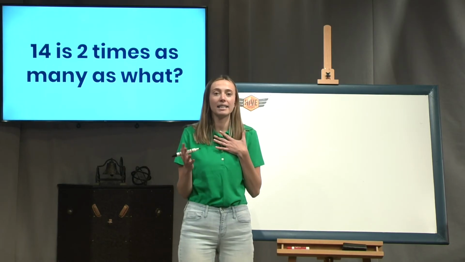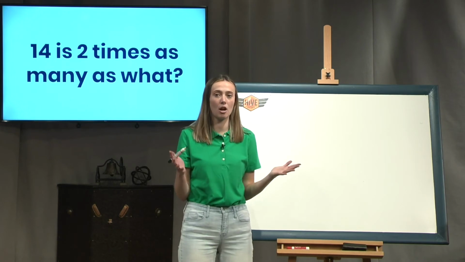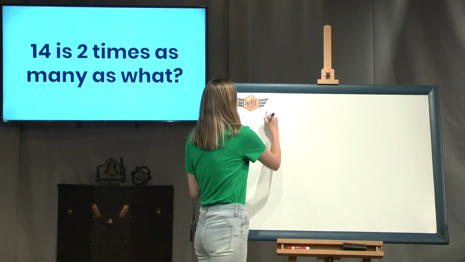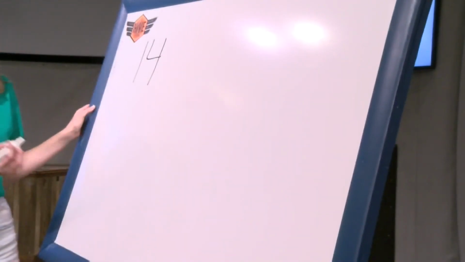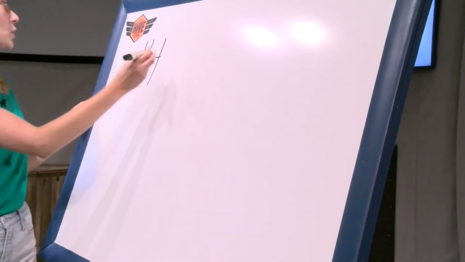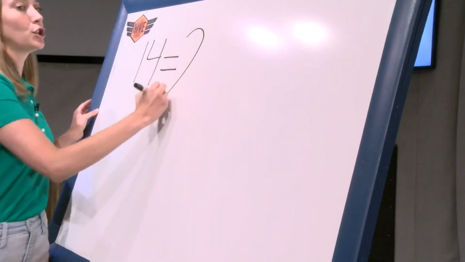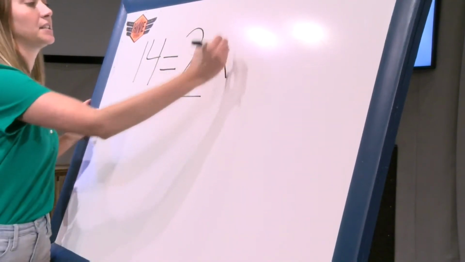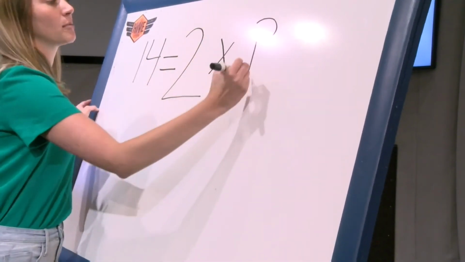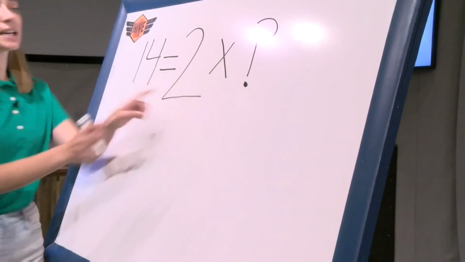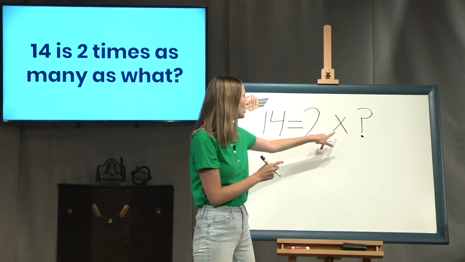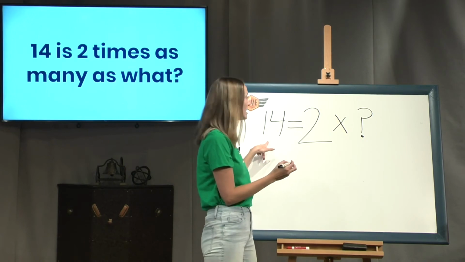Okay, so this is how I did this problem, and I knew I had to solve. So I wrote 14 because that's the first number that it gave me. And 14 is, so I wrote an equal sign for "is." 2 times as many as what? And I did a question mark for "what" because I knew that's what I need to figure out. So 2 times what equals 14?